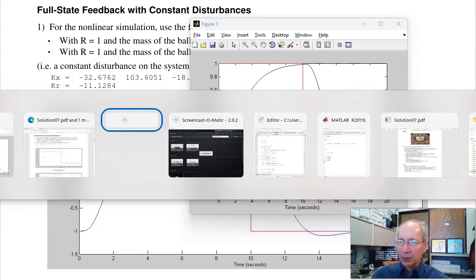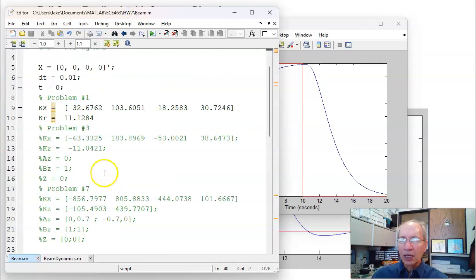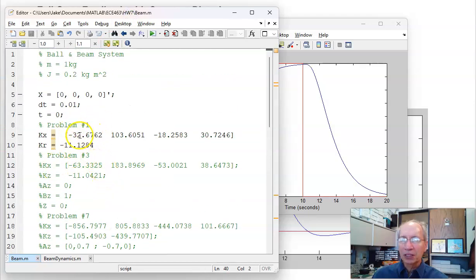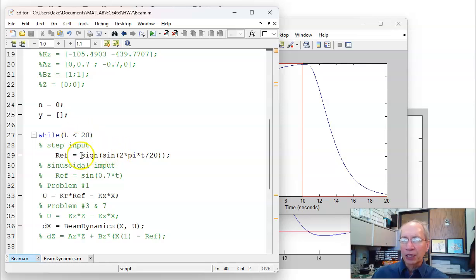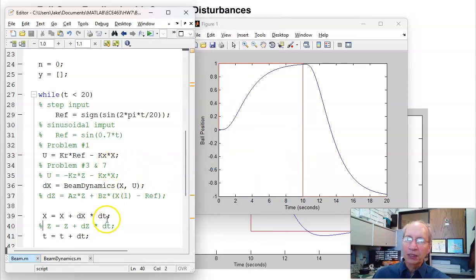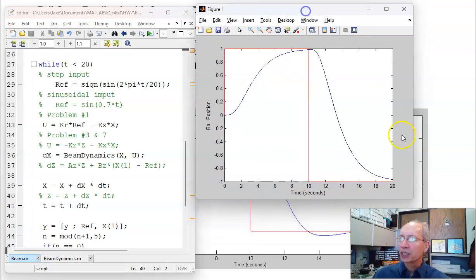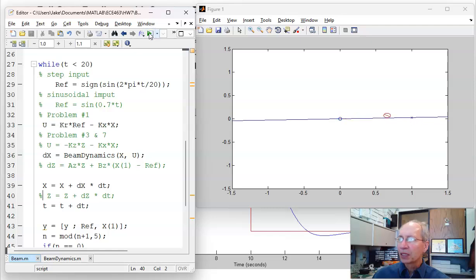So here's our nonlinear simulation. I am going to specify the feedback gains: U equals minus Kx times x plus Kr times r. Here are my states. I'm going to loop over and over again. Here's my set point. My control law wants to know the input, and then I find the dynamics. That's the nonlinear dynamics for the ball and beam system. Integrate, display, and here's what it looks like. So run this puppy. There's the ball and beam.